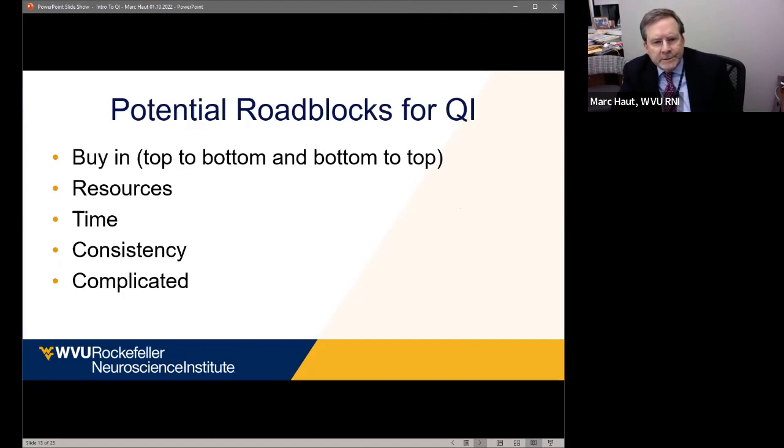Roadblocks. I've already said this. You got to have buy-in. The top person, the CEO, has to say you got to do this. They got to give you the resources to do this. Everybody who's going to implement it has to do that. Everybody has to feel a part of it. And the best way to make that stuff happen is have everybody involved in the brainstorming. So everybody owns a piece of it.